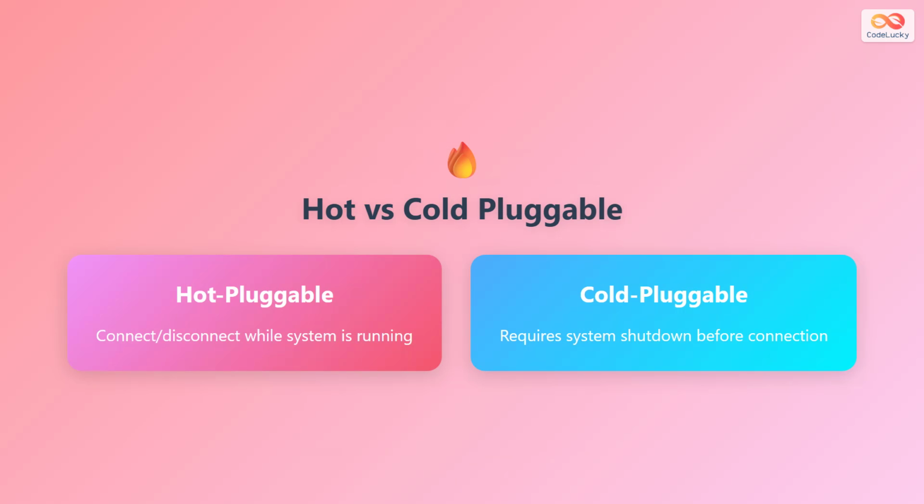Devices are classified by how they can be connected. Hot-pluggable devices can be connected or disconnected while the system is running, without shutting down. Most modern peripherals like USB devices are hot-pluggable, offering convenience and flexibility. Cold-pluggable devices require the system to be shut down before connection or disconnection to prevent damage or data loss. Older internal components often required this approach.